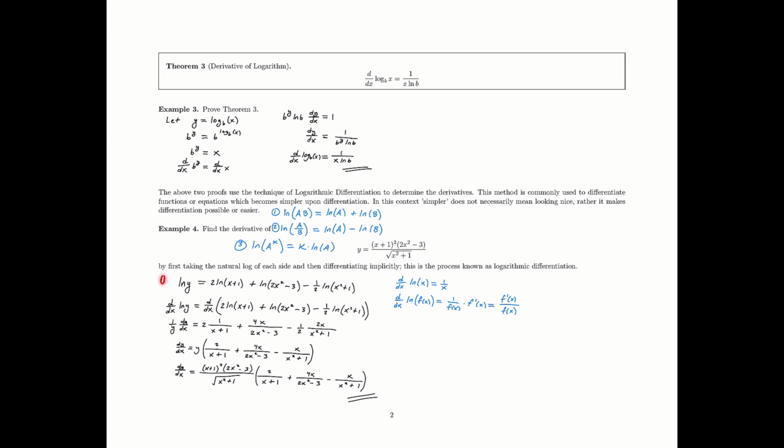First step is to log both sides and simplify. So log each side, simplify. The 2 comes out, the 1/2 comes out, you split it into 3 logs. Then you differentiate, that's step 3. Step 4 is to solve for dy dx, and step 5 is to replace y with what you know y is equal to. That's logarithmic differentiation.